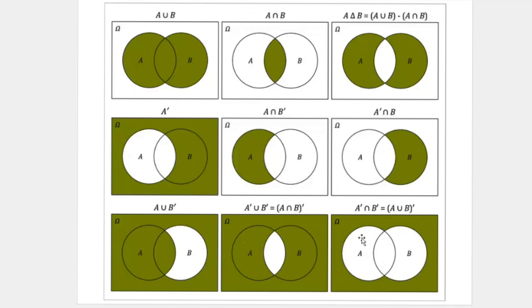Now, the last and final one is A union B, then prime. So A union B is, as you can see from the first example, this. But now, by saying A union B and then putting a prime on the outside, I now want to represent everywhere that is not A union B, but is still part of the universal set. And so you see that this is the opposite of this, where now here is not shaded, which is A union B, and then everywhere else that is not A union B is shaded.